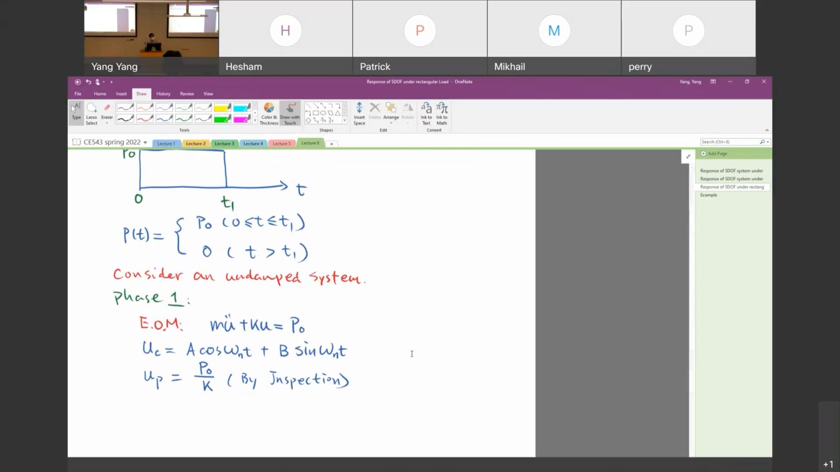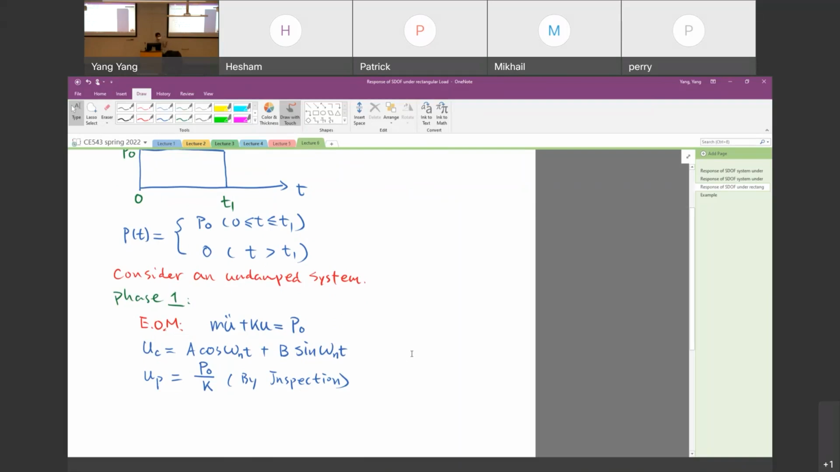Example of a rectangular force. Do you want to have an example? For example, for a rectangular force, the weight of this remote control is a constant number, right? So this is time 0. I put it on the top of the table, and then I remove it.